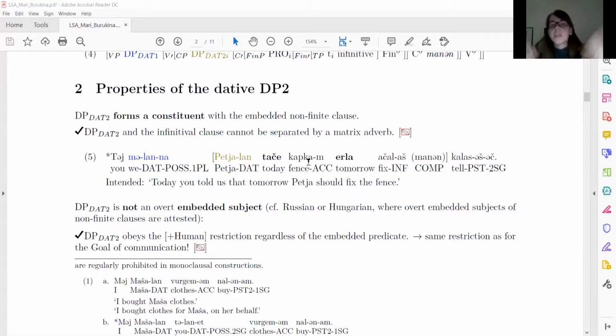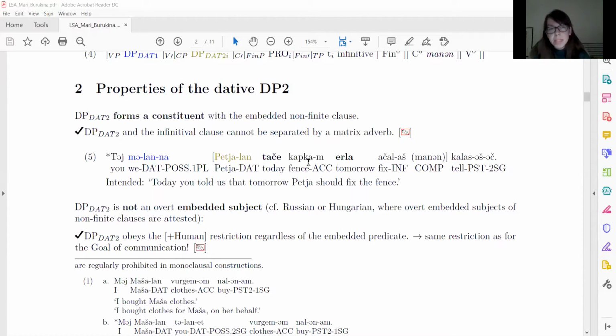And you can tell me, well, maybe this DP dative is just the subject of the embedded clause, because we know that we can have overt embedded subjects in non-finite clauses, and they are attested again in Russian, a contact language. They are attested in Hungarian, another Uralic language. So why not here in Mari? However, I would like to argue that this DP dative cannot be analyzed as an argument of the embedded predicate. There is no evidence to support such an analysis.